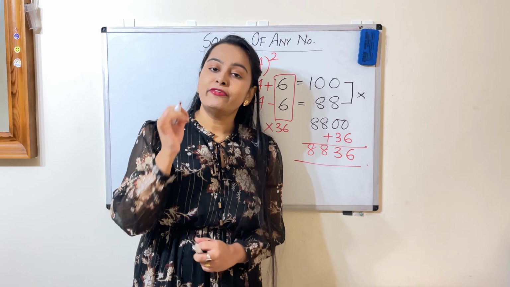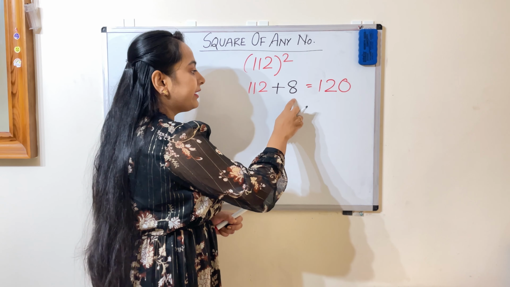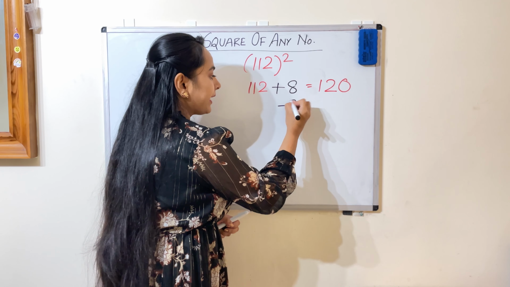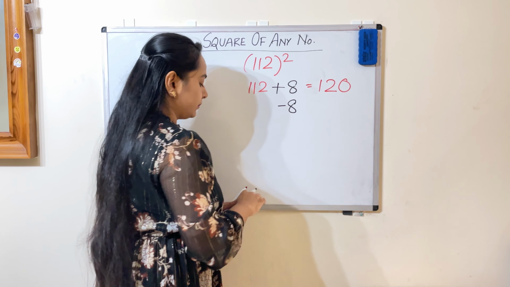So if we add 8 to 112, then what are we getting? 120, right? That number that we have added, we need to subtract that also. So if we subtract 8 from 112, then what are we getting? 104, right? Now our next step is to multiply these two numbers. So if we multiply these two numbers, what are we getting? 1, 2, 4, 8 and with 0.